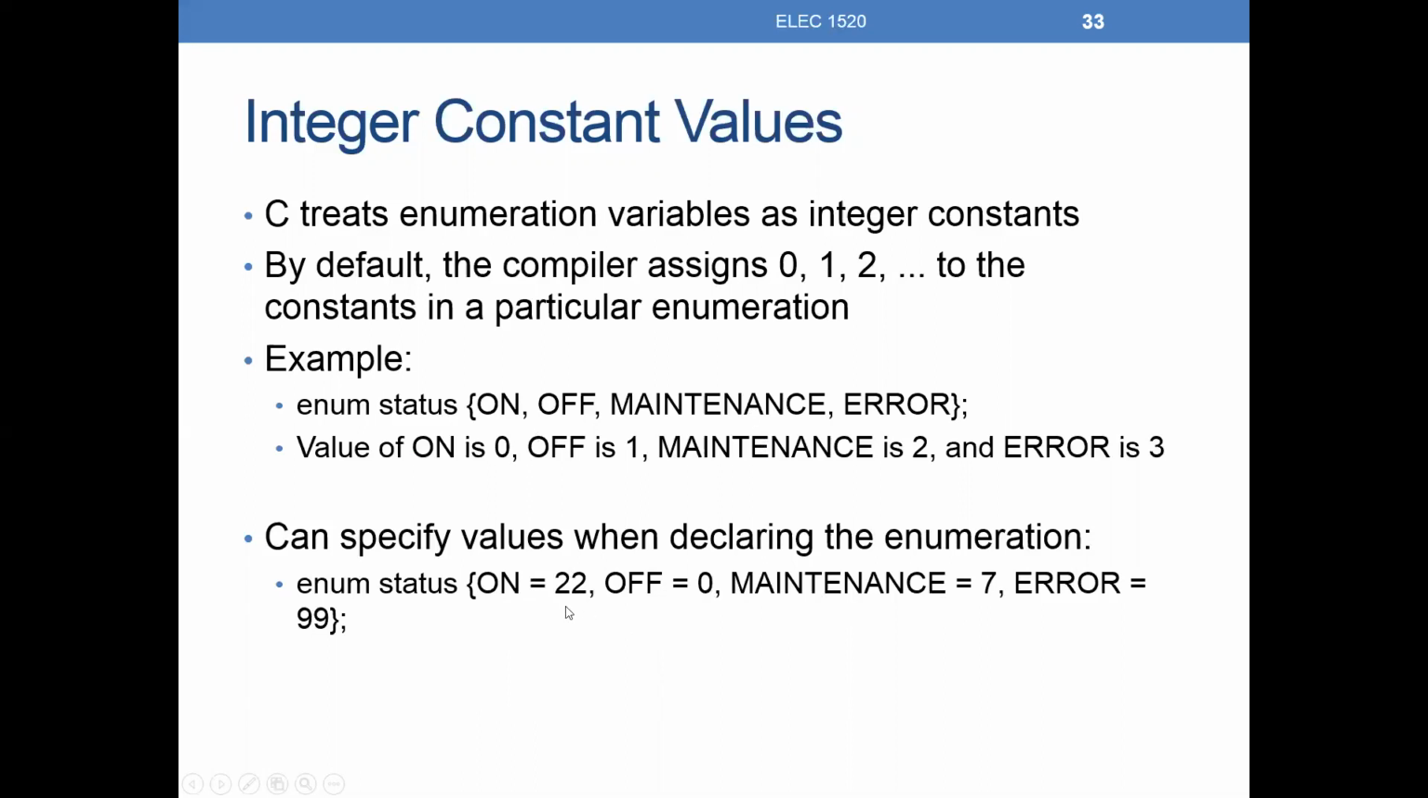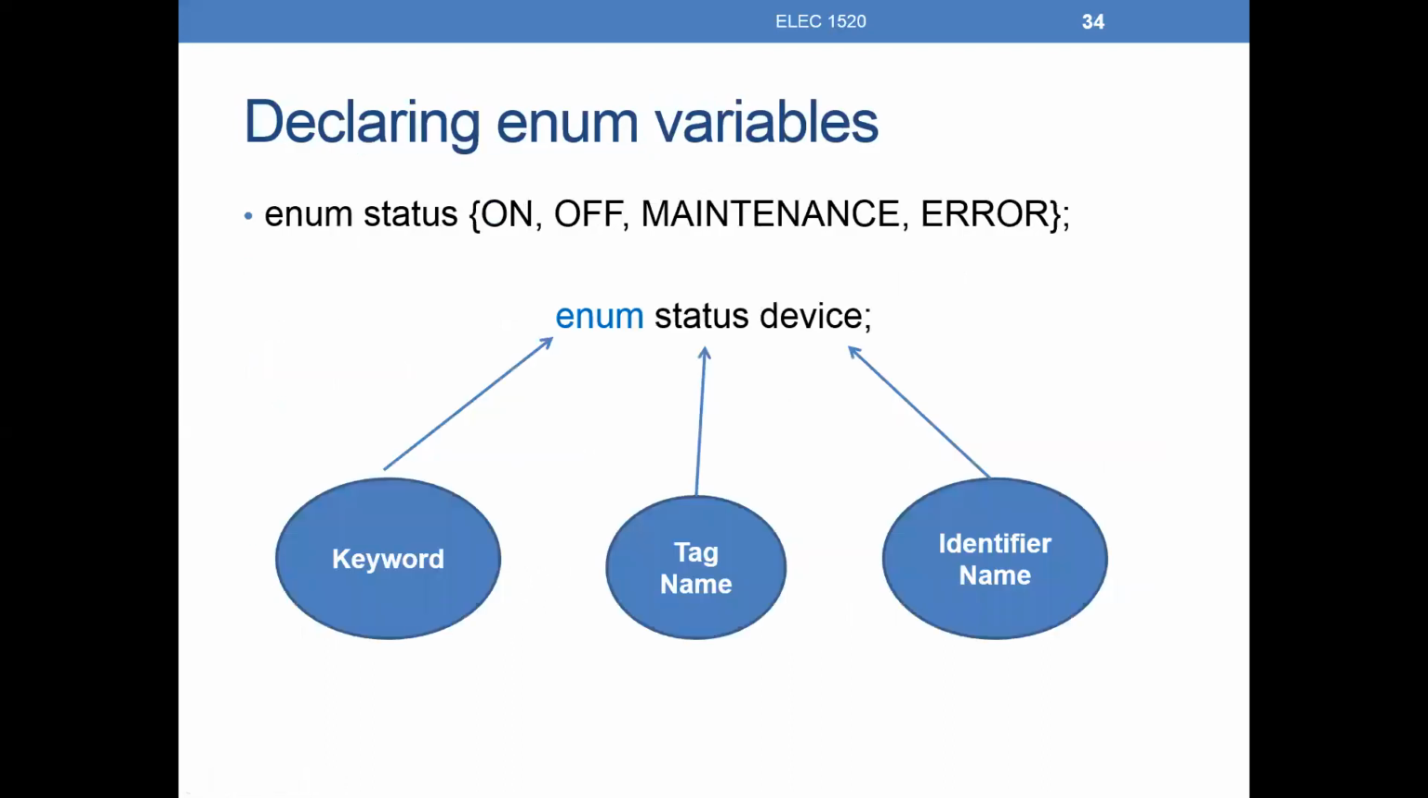Then whenever I refer to on somewhere in code, it's like referring to 22. Whenever we refer to error, we refer to 99. These probably remind you of your pound defines. Those are constant integer values as well. And it's easy for us to use these names in code. It's easier for humans to read and give meaning to.